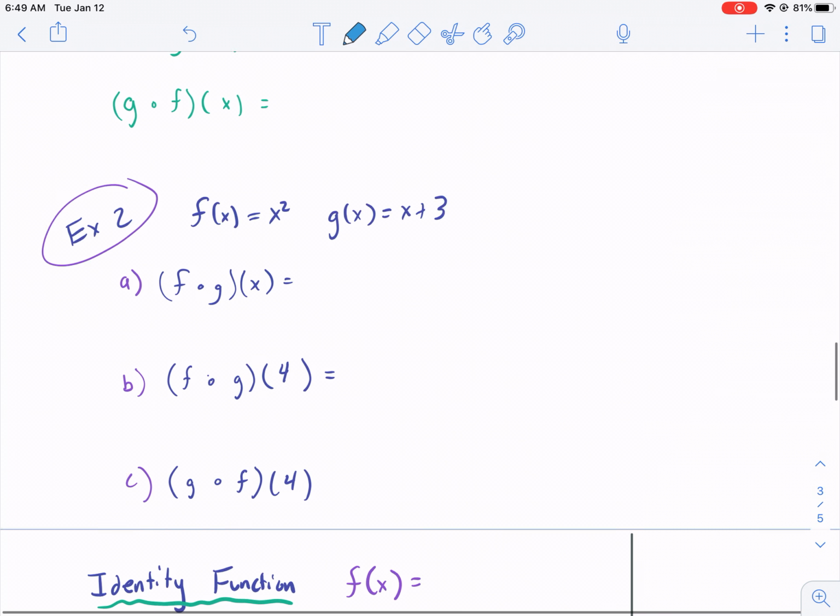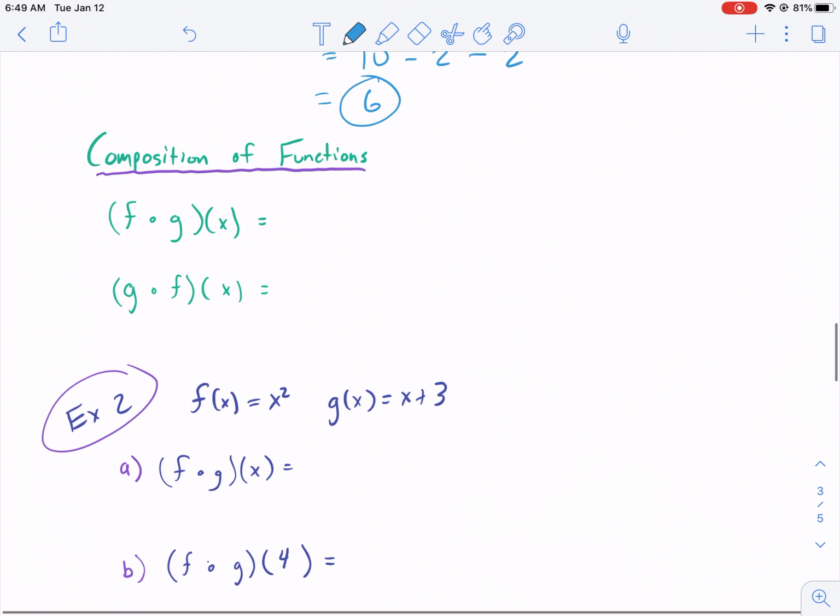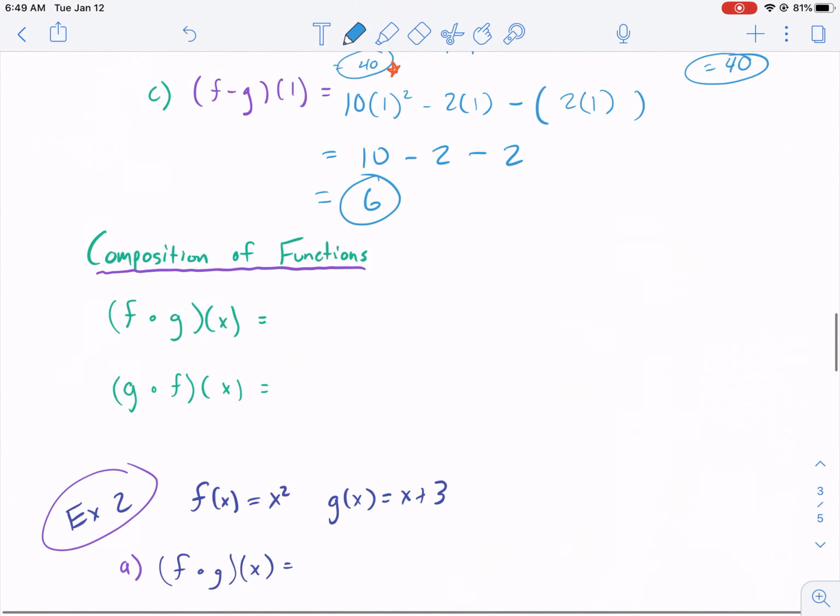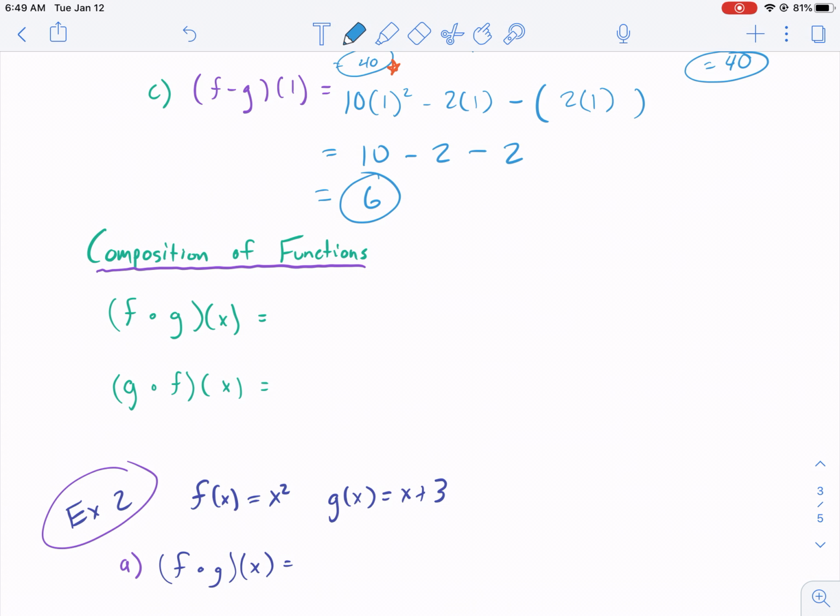I'm trying to decide if we should just keep going. I think I'm going to stop the video. No, we're going to keep going. We're going to plow through because it's not that bad from here.